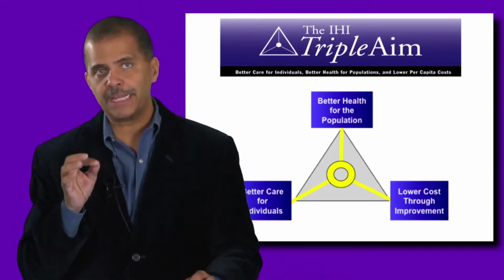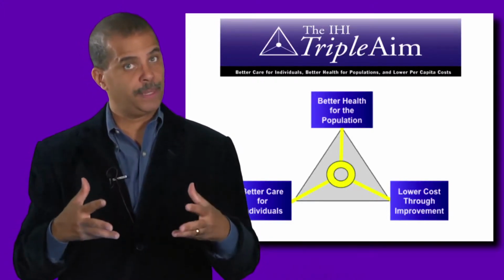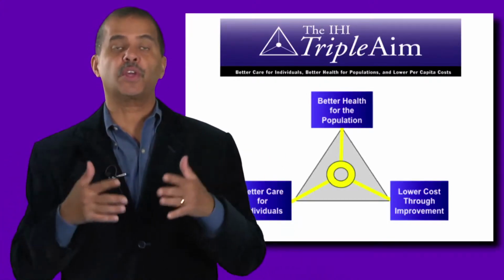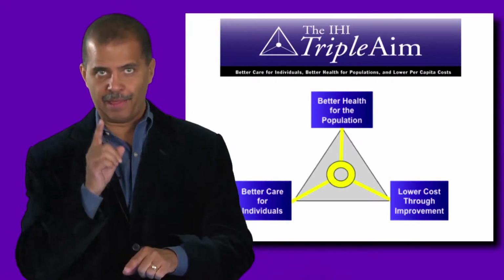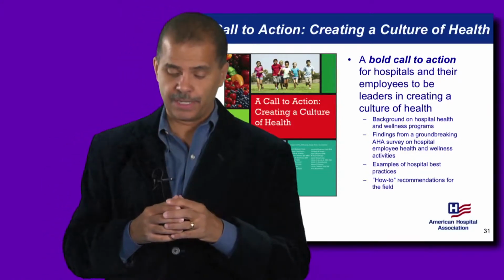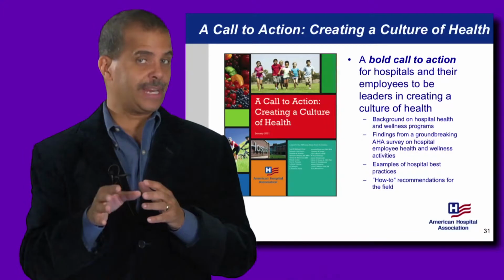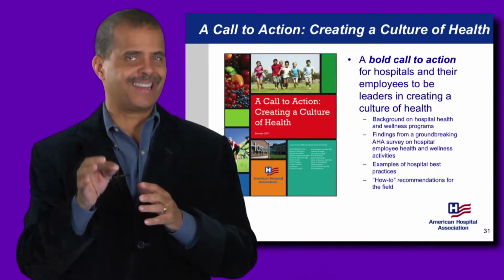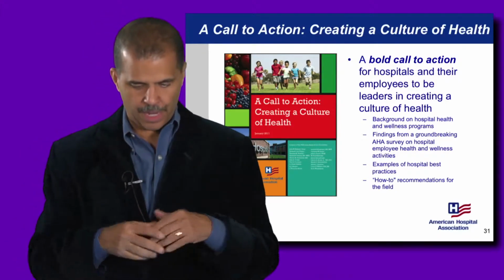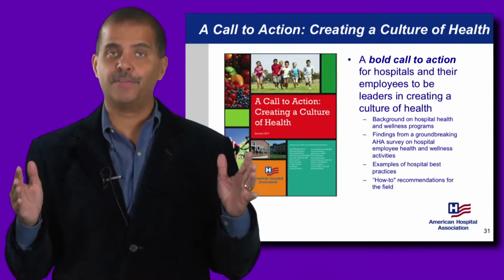So what it also means for better health of the population is not just the individuals that are attributed to you that make up your actuarial population, but also the communities in which they reside. That's the next point where we need to go. Now, the American Hospital Association put out a very good document that I would encourage you not only to read, but to study, select some best practices, try it out, and implement it within your organization. A call to action: creating a culture of health.